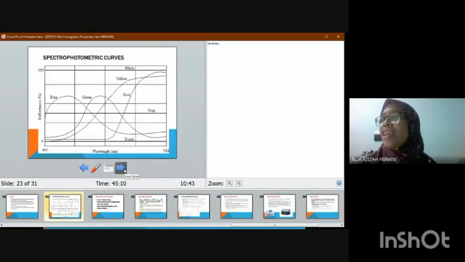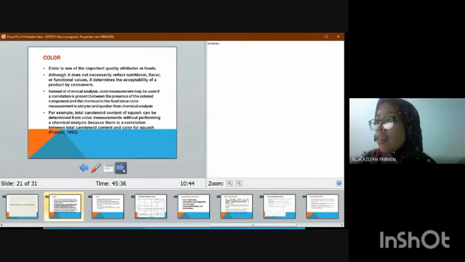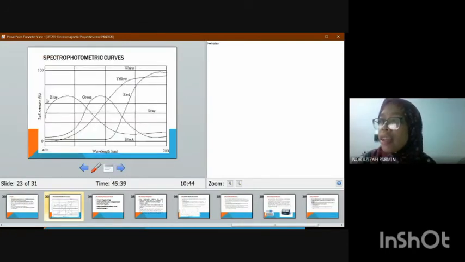Okay, this is the spectrophotometric curve. This is very important. If you can see in the books, okay, figure 4.10. Spectrophotometric curves. Y is the reflectance percentage, while for x is wavelength in nanometer, and you can see the reflectance based on the color reflectance.